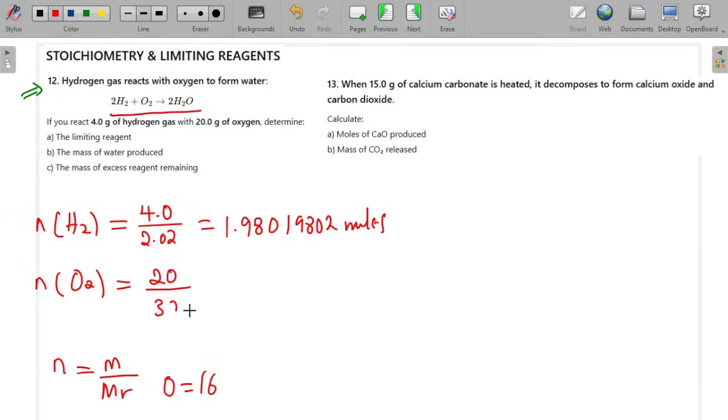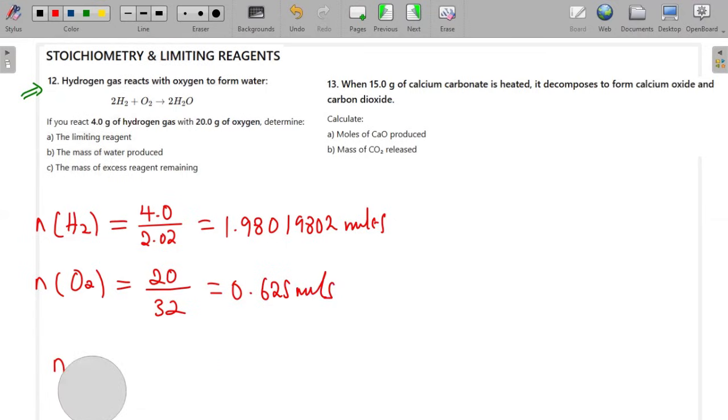They will have 32. So that will be 20 divided by 32. I get 0.625 moles. So these are the moles of oxygen, and these are the moles of hydrogen. Now I want to determine which of these is the limiting reactant. From the balanced chemical equation there, you can see that 2 moles of hydrogen gas require 1 mole of oxygen gas.